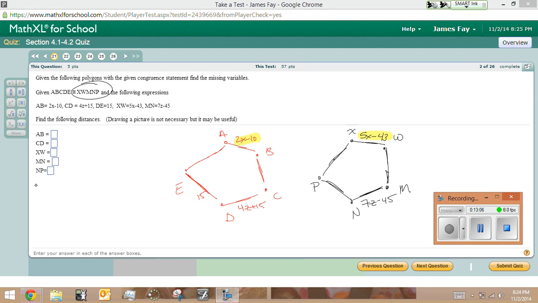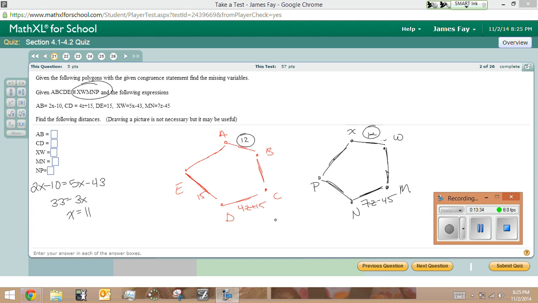So to solve for x, it's 2x minus 10 equals 5x minus 43. Subtract 2x from both sides, add 43 to both sides, x ends up being 11. If x is 11, we'll have 22 minus 10, so the side becomes 12. So AB is 12. That means XW is also 12.